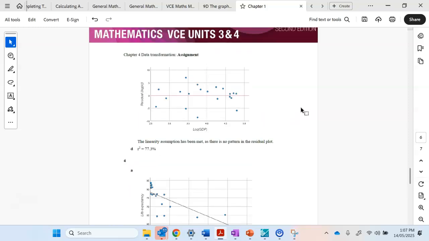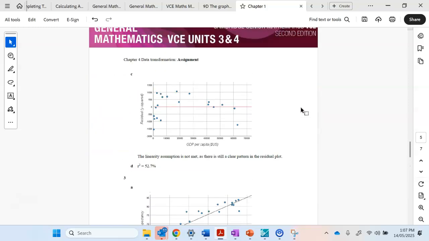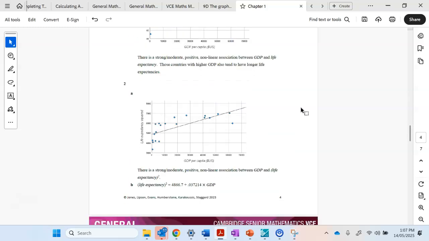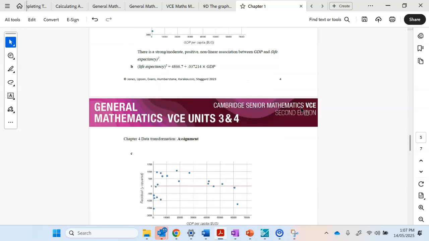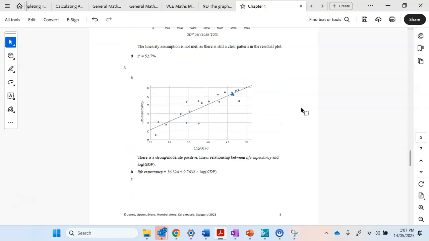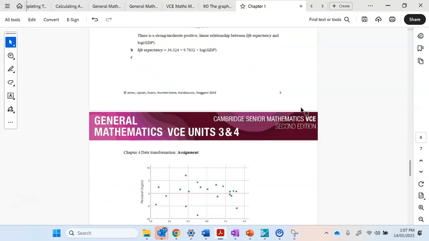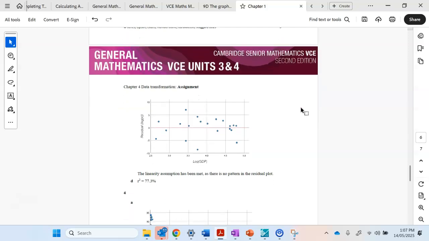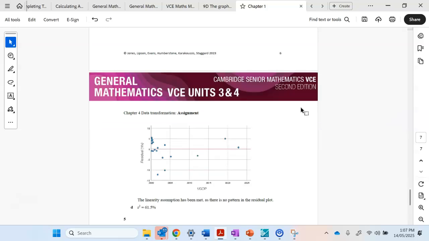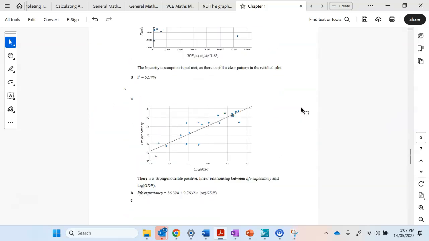All right, so just in case you haven't already seen the answers, I'm going to just slowly go through. So there's question 1, and you can pause, obviously. Question 2, and there's C and D from question 2. Question 3, and there's a residual plot. And then question 4, and there's our residual plot and our R squared value at the end.